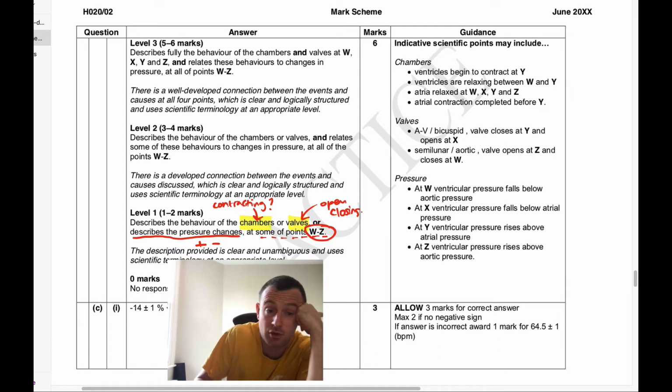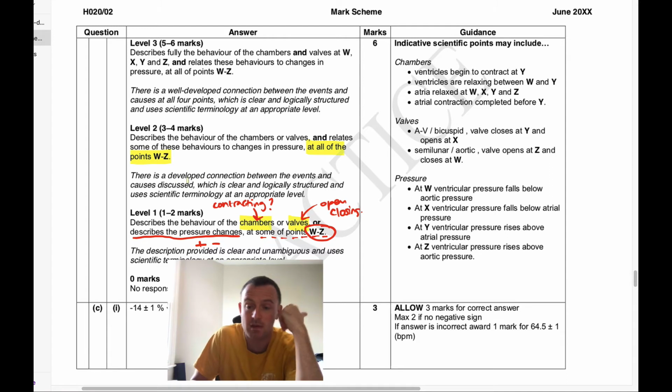Now, to get to 3 or 4 marks, you have to talk about all of the points W to Z. So many of you forgot one of the letters. You missed out W. And if you did, you could only get a maximum of 2 marks. That's the first major thing that messed some people up.